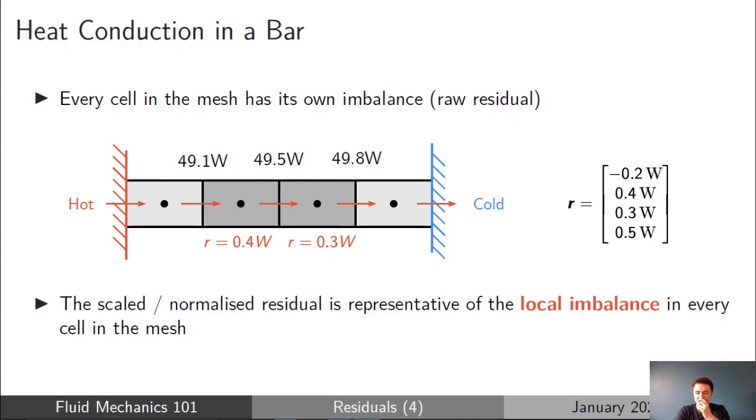And the reason that this process of scaling is needed, of course, is if you look at this example you can see here on the slide, if you look at the second cell in the mesh, you've got 49.1 watts coming in across the left face and 49.5 watts going out across the right face. And so there's an imbalance of 0.4 watts.